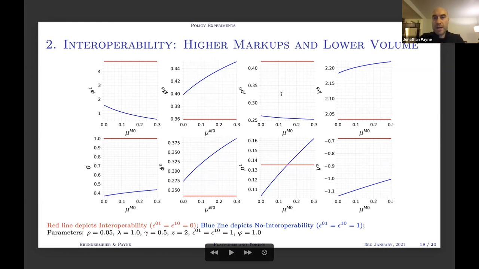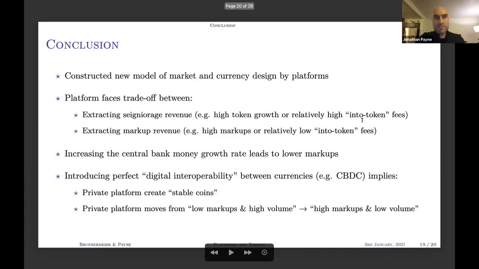Okay, we can also see what happens to the prices. And here I've plotted the value for the buyers and the value for the sellers. And we can see that moving to this world with full interoperability ends up hurting the buyers, but benefiting the sellers in this environment. Okay. So I think that brings me to a close, I guess a couple of minutes early.